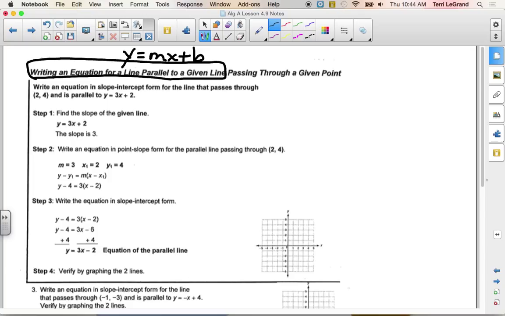So we want to write an equation for a line that is parallel to a given line, but it has to go through a certain point. It has to go through a given point. So we don't get to just say, okay, I'll just write an equation of a line that has the same slope and a different y-intercept. Presto, I'll have it. You'll only have it if it would go through that point they gave you for it to go through.